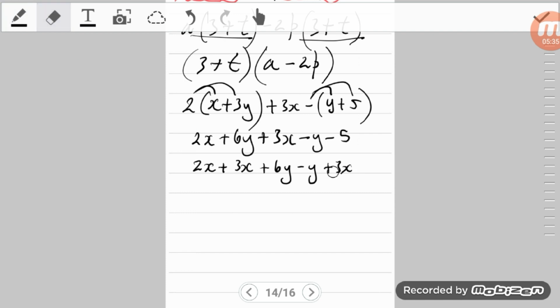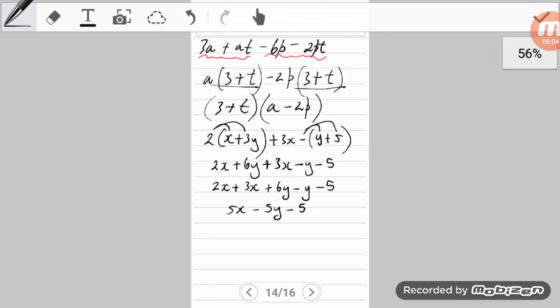Pardon me, we had an extra 3x here, so let's go again. We have 2x plus 3x here. We have 6y, take away y, and then we take away our 5. And like terms here, 2x plus 3x is 5x. 6y minus y is actually 5y. And there's just a constant here of minus 5. So that there lies our final result. That's the simplification aspect of that particular problem.